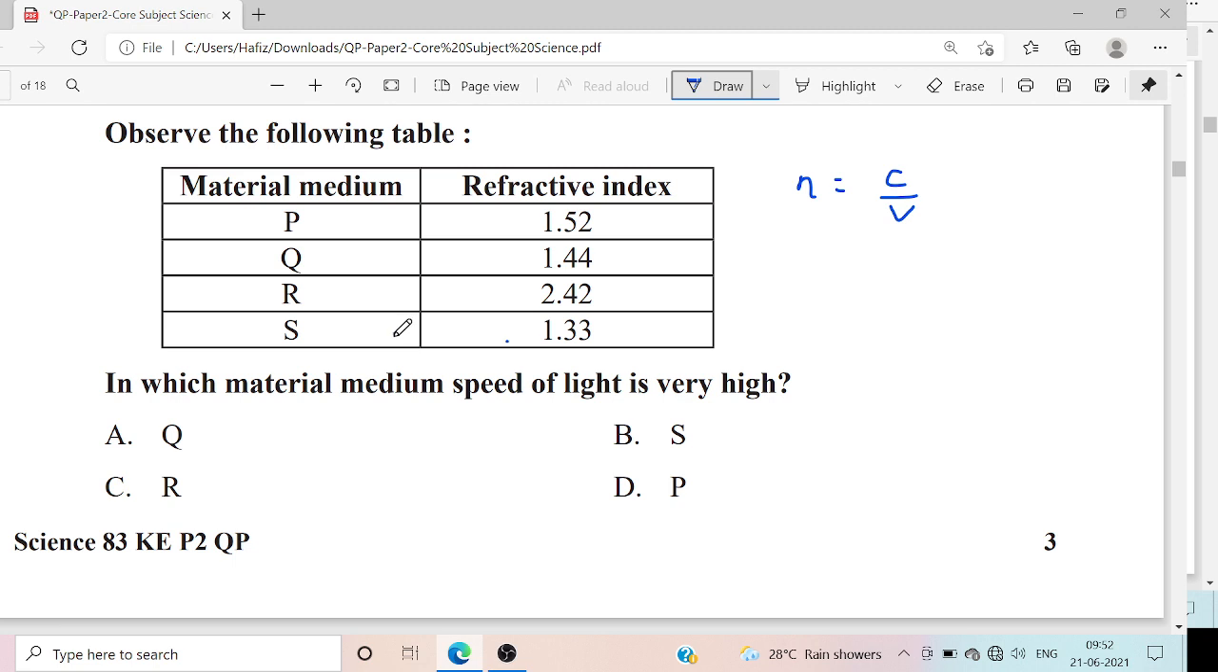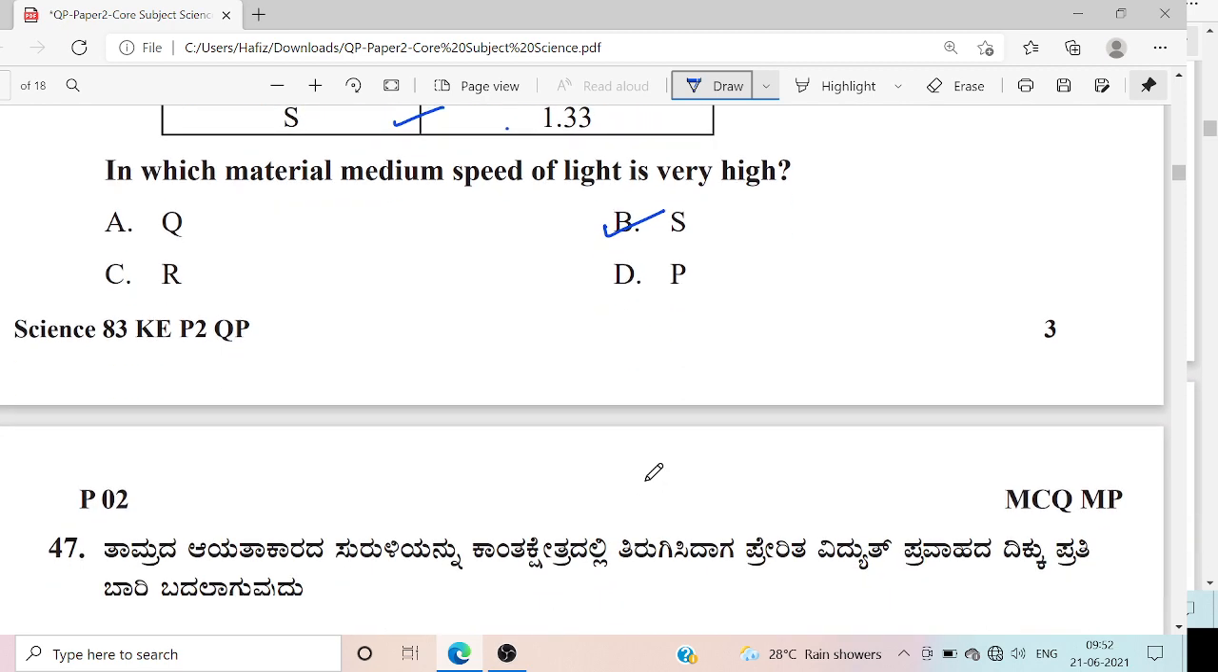Okay, this one, last one. Here you can see the refractive index is less. When the refractive index is less, the velocity of light in that medium will be very high. So option B is the correct answer for this.